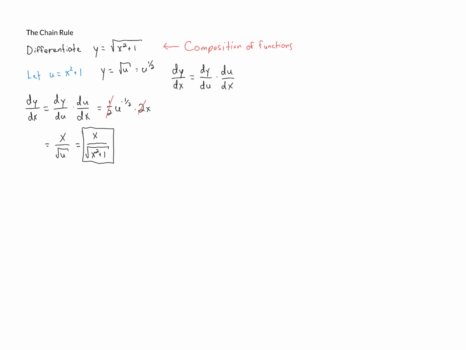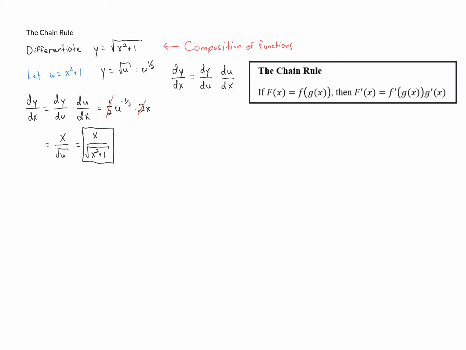All right, now that we've gone through an example, I want to give you the chain rule written out in a little bit more of a formal way. We have the chain rule, and it says that if we have a function, capital F of x, and it's written as a composition of functions where the outer function is lowercase f and the inner function is lowercase g, so we've got a composition of functions that we want to differentiate.